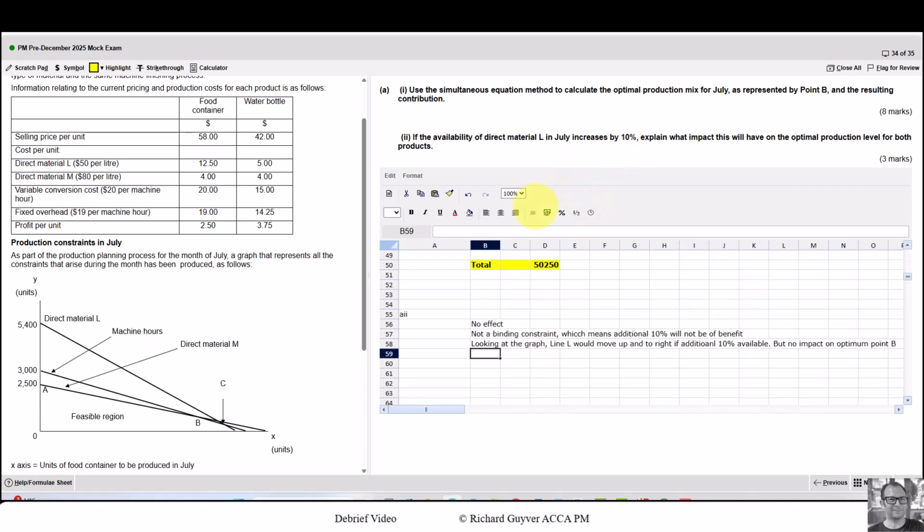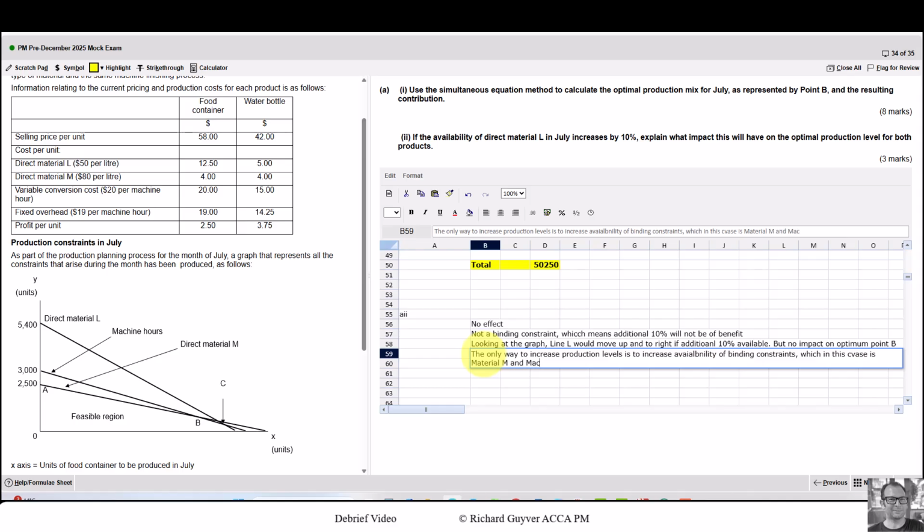So I would probably say the only way to increase production levels is to increase availability of binding constraints, which in this case is material M and machine hours. So now it feels like I've probably got the full 3 marks. And what I said in that last bit is if we increased machine hours, that's this line, that would move up and to the right, and so the point B would start to slide this way. And if we increased direct materials M, then this line would move up and to the right, and so point B would slide up here, increasing production.